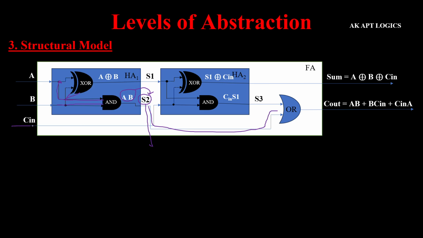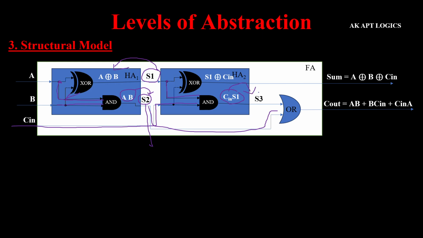Similarly, the carry in is applied to the AND gate in the second half adder, and the result from XOR gate one of half adder one, which I told you is the S1 intermediate signal, is also applied from this point to the AND gate. From this, we get the result as carry in AND S1, where S1 is nothing but A XOR B. It means (A XOR B) within parentheses, AND with carry in. We are going to treat this as an intermediate signal, which is S3.